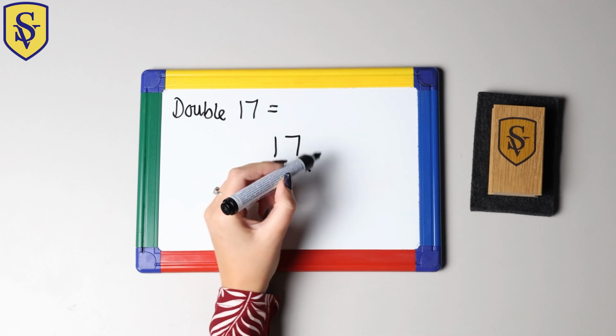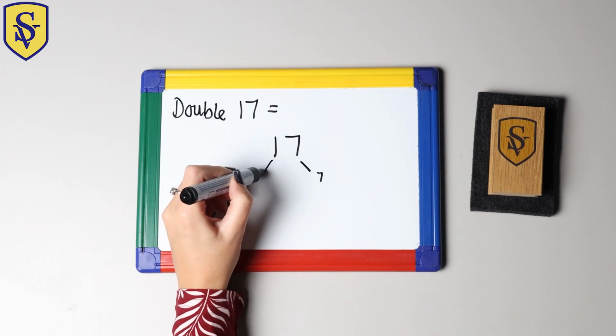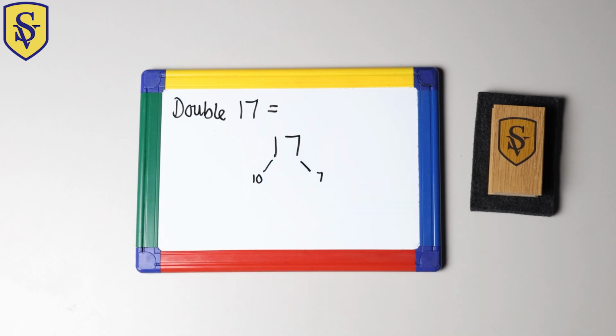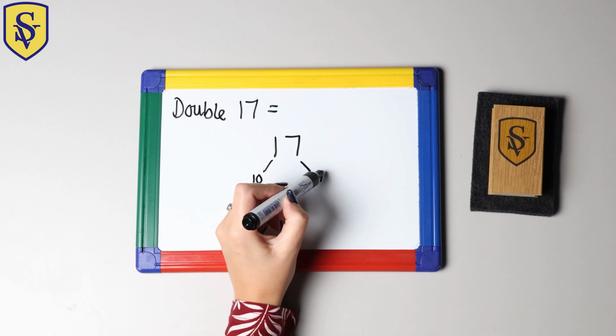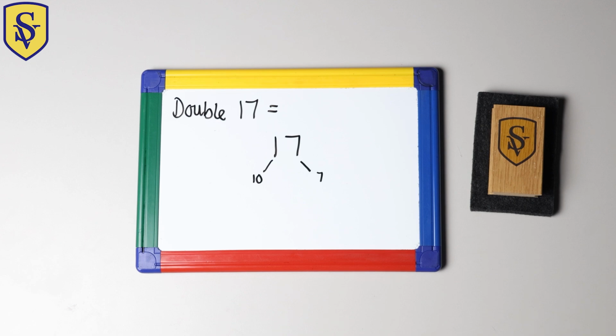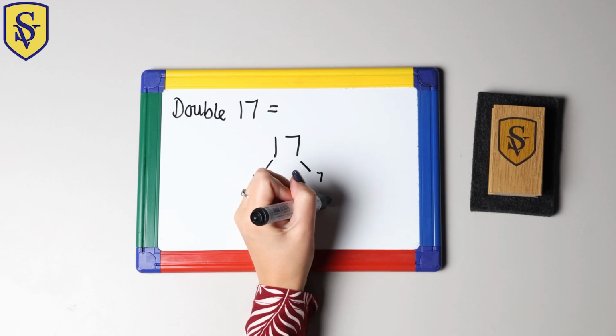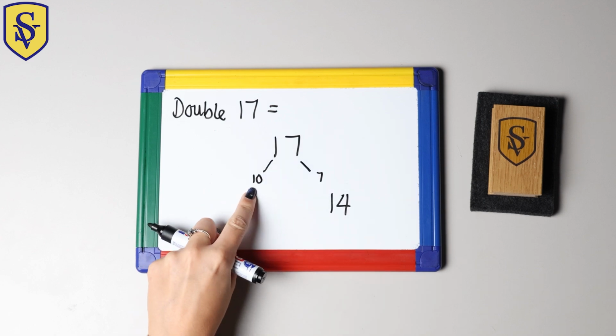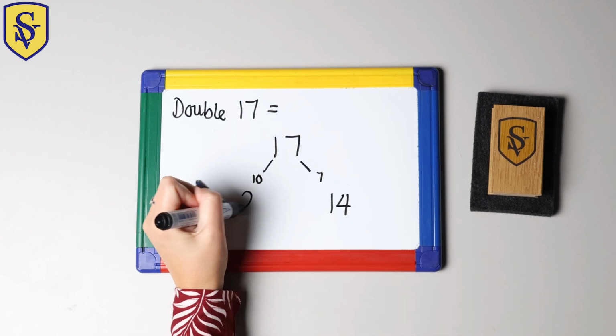And 17 is made up of 7 and 10. That's how it's going to make 17. And to practice doubling, you're going to use the actual number rather than what it's representing. So double 7, or 7 times 2, is going to be 14. And then double 10 is 20.